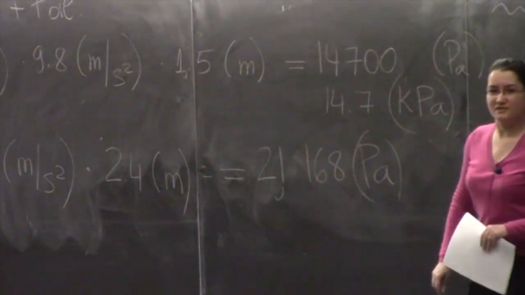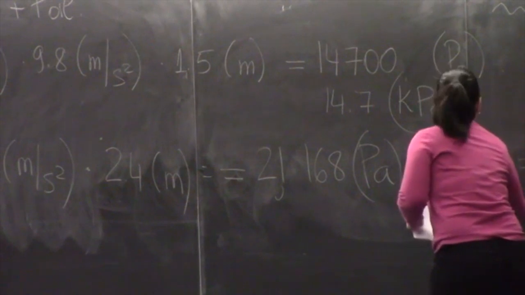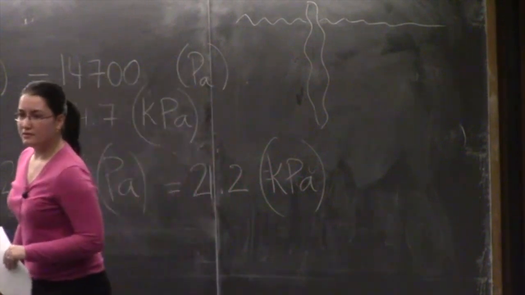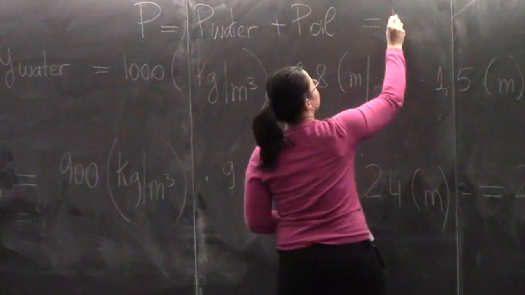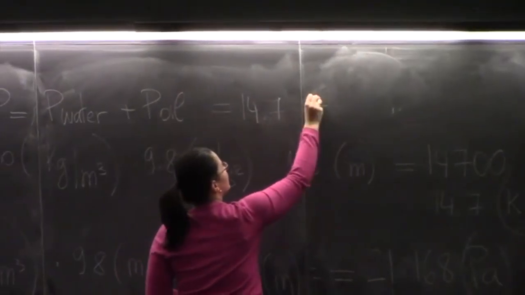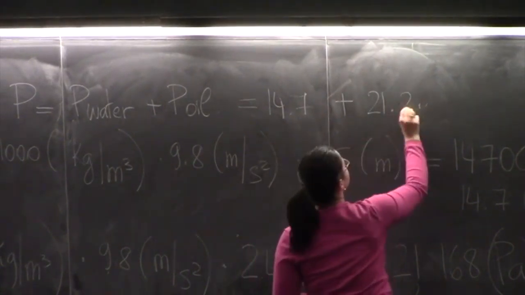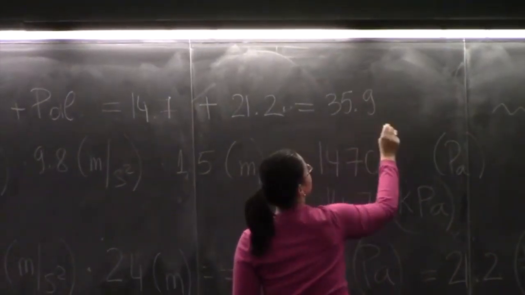I told you that the computations are not the most straightforward. It's what happens with examples chosen from the book, I guess. In any case, modulo some arithmetic, modulo some multiplication, this is what we get. So the total pressure on the bottom is going to be 14.7 plus 21.2, and this is going to give us 35.9 kilopascals.